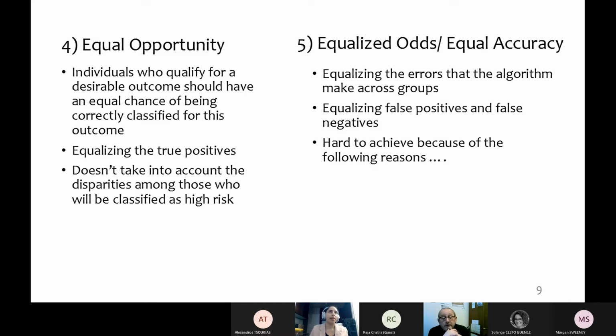So a notion that is very much linked to that, but develops equal opportunity further, is equalized odds. And this one calls for equalizing the false positives and the false negatives. The idea is that there is no algorithm that predicts correctly in 100% of the cases. So this notion calls for equalizing the error rates that the algorithm makes. This is a good notion, however, it's complicated to achieve due to the following reasons.